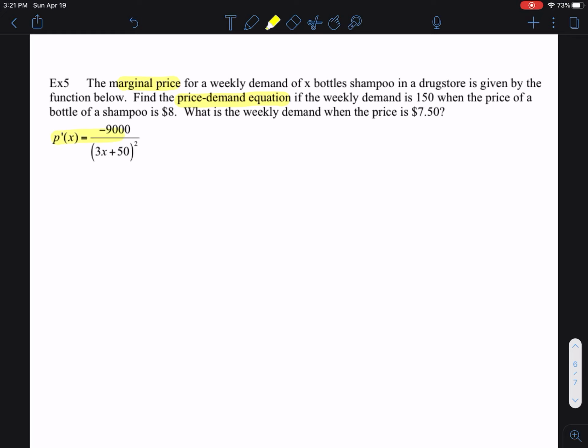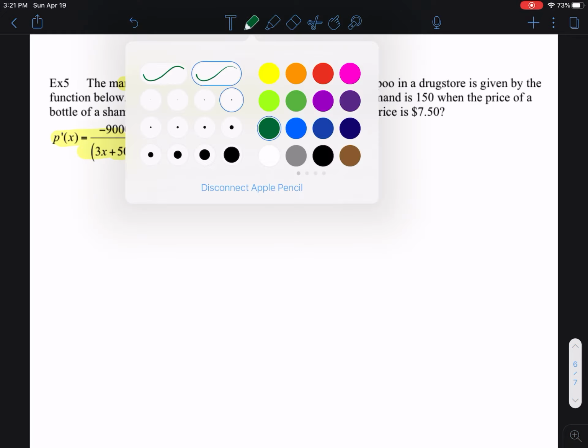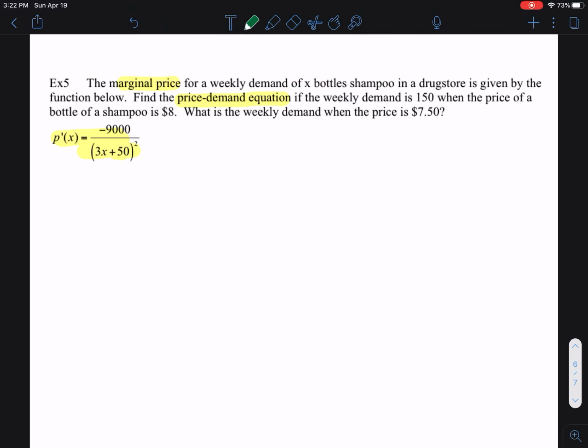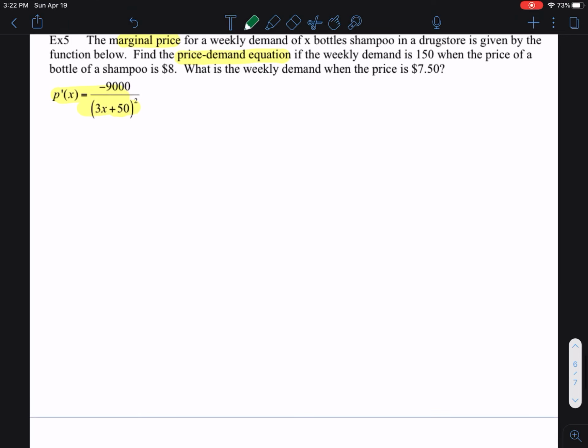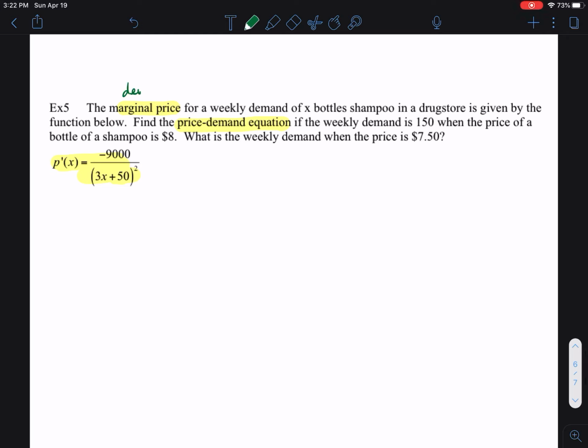So this is a marginal price demand equation. Marginal is just another word for derivative in terms of the business function. So the derivative of the price demand equation is negative 9,000 over (3x plus 50) squared. We want to find the price demand equation, P of X itself, given this information.